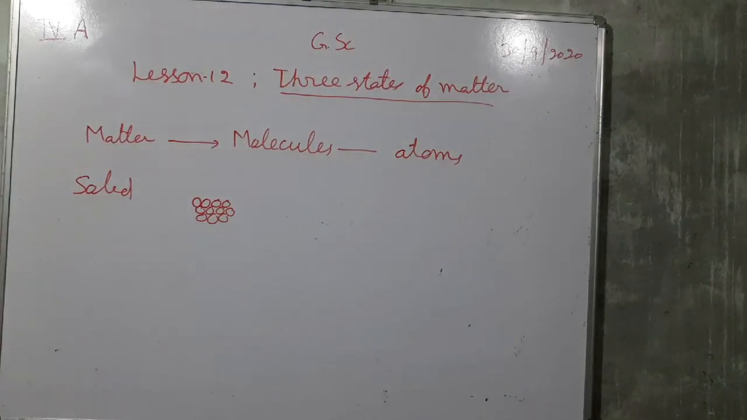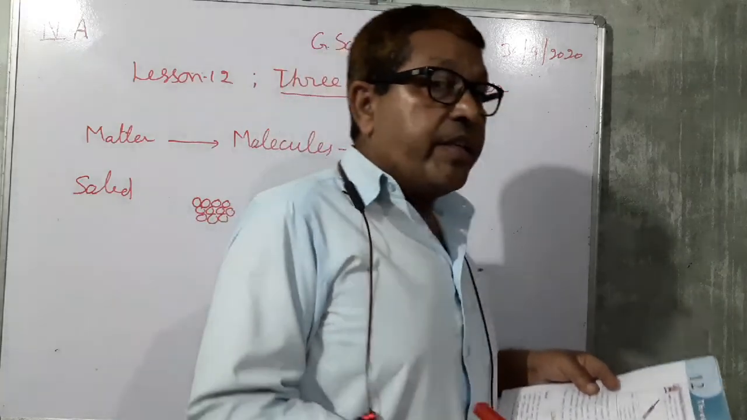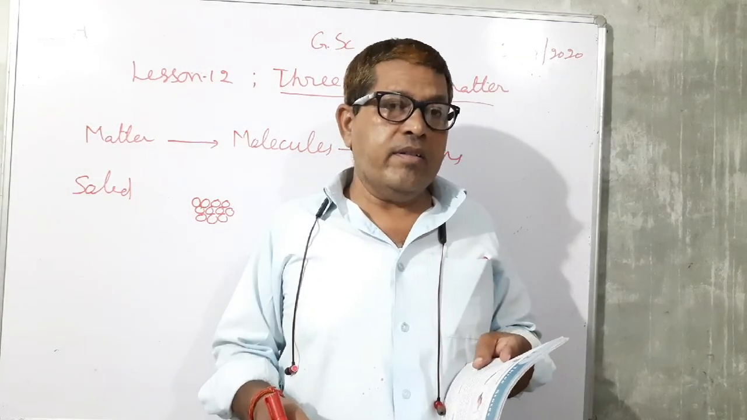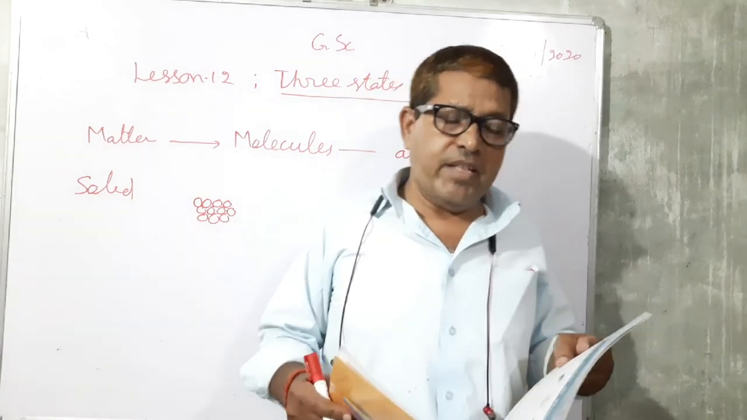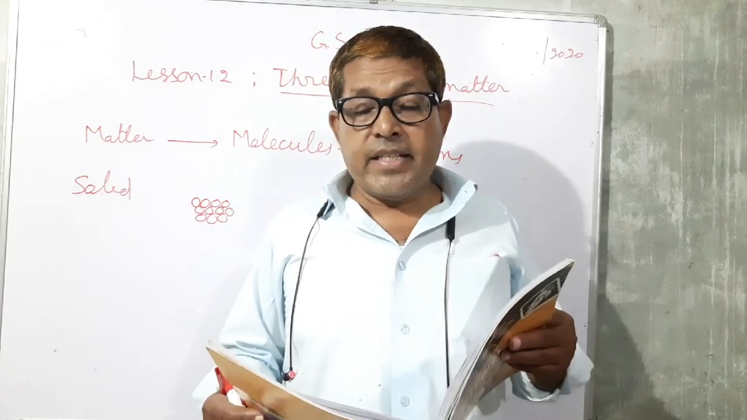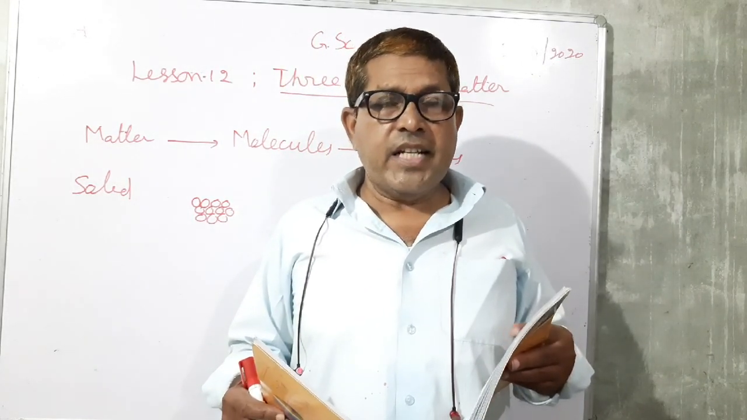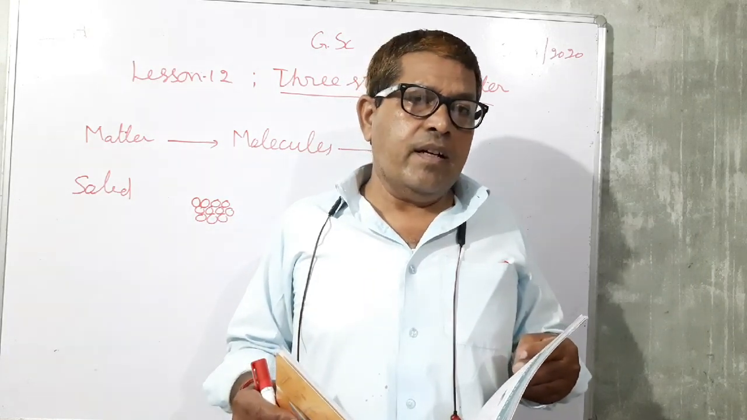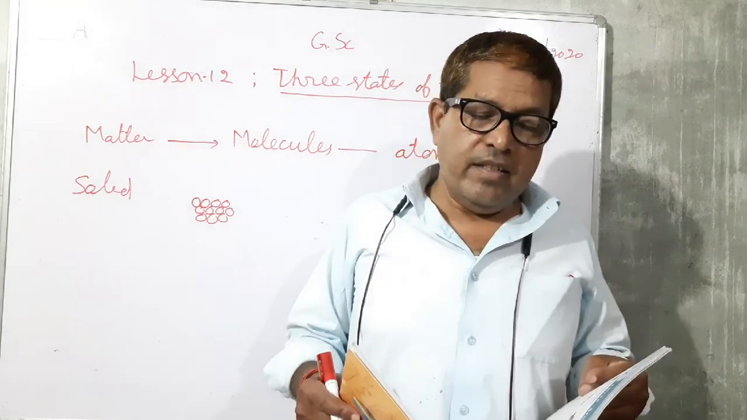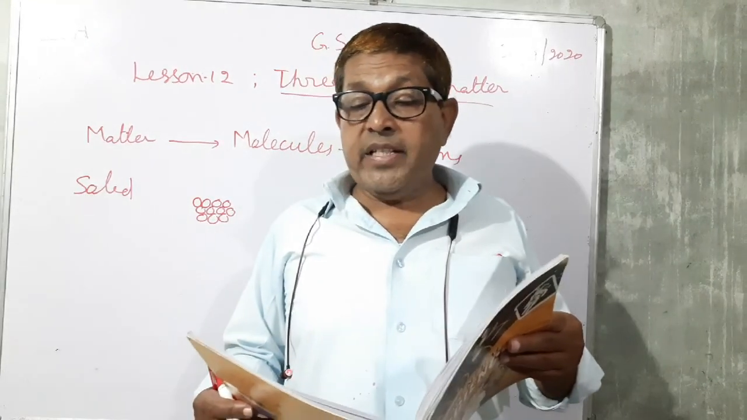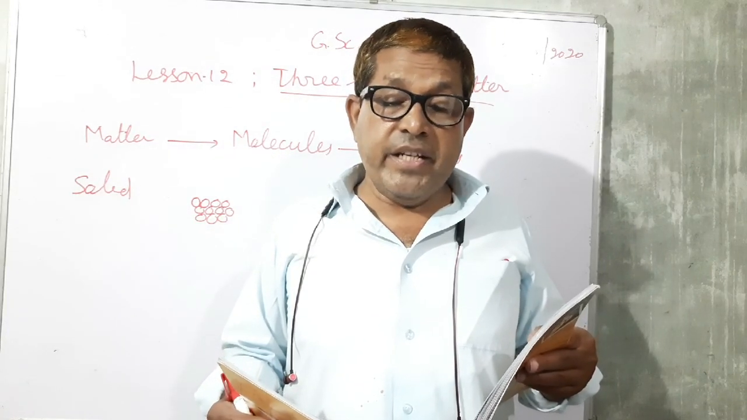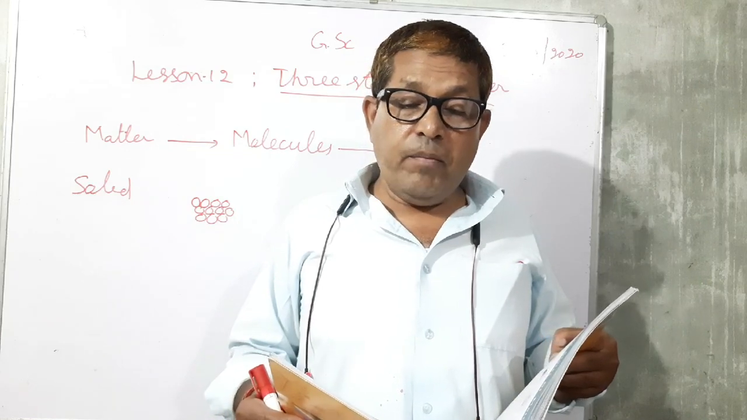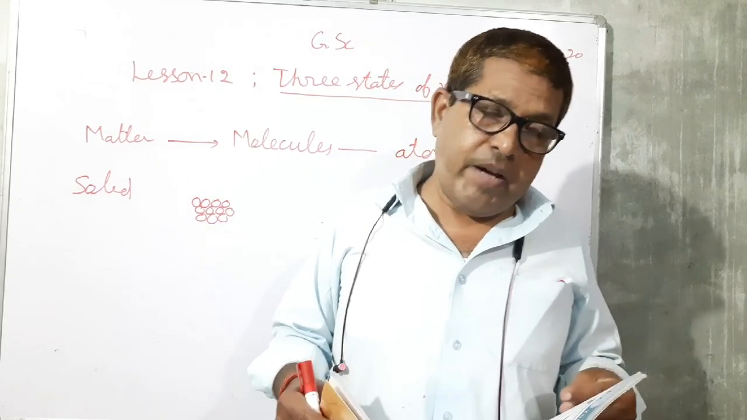Now the next one is liquid. Water, petrol, fruit juice, oil, etc. are examples of liquids. A liquid has a size or volume. Size or volume means, suppose, 1 liter of water, 1 liter of milk. This is the volume. Volume means it takes up space. In liquids, the molecules are less closely packed.